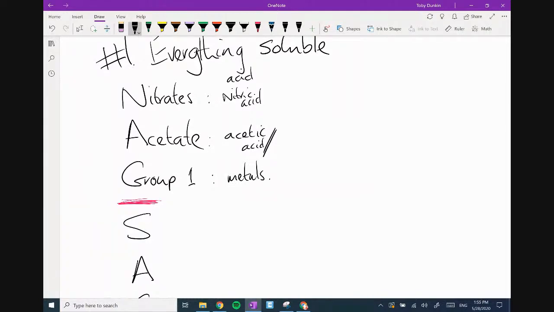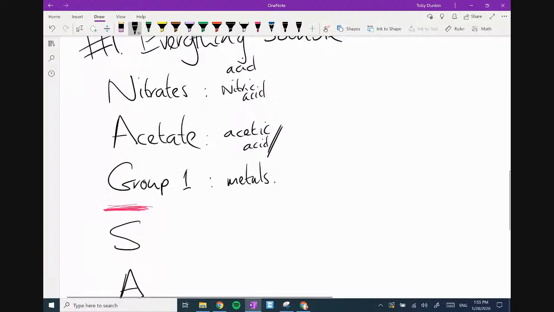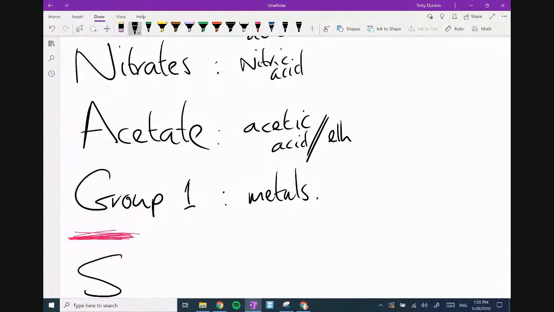Acetone, no. Shan, acetone, ethanoic there, Ashley's on it. Carbonic, nope, not carbonic. Well done, Ashley. It's ethanoic, otherwise known as vinegar. Yeah, ethanoic acid.